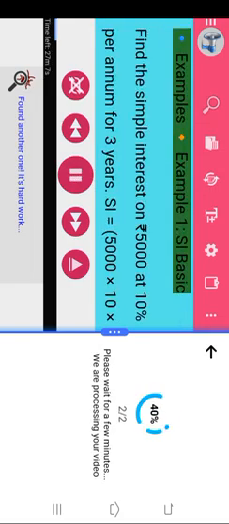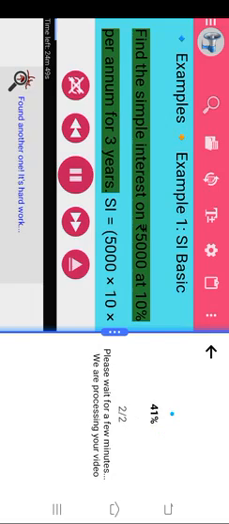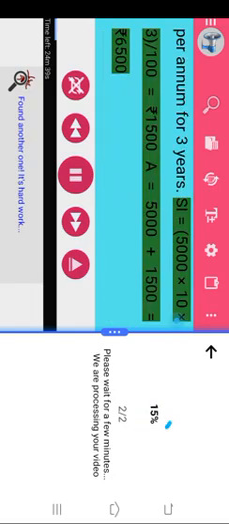Example 1, SI basic. Find the simple interest on 5,000 rupees at 10% per annum for 3 years. SI equals 5,000 times 10 times 3 over 100 equals 1,500 rupees. A equals 5,000 plus 1,500 equals 6,500 rupees.